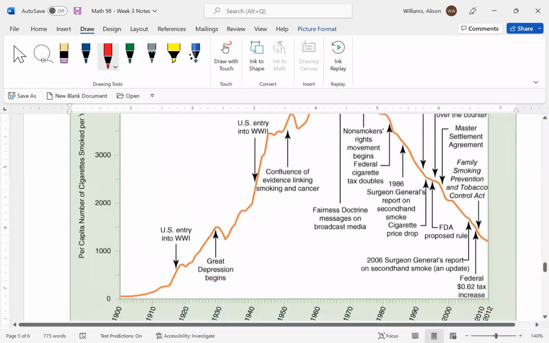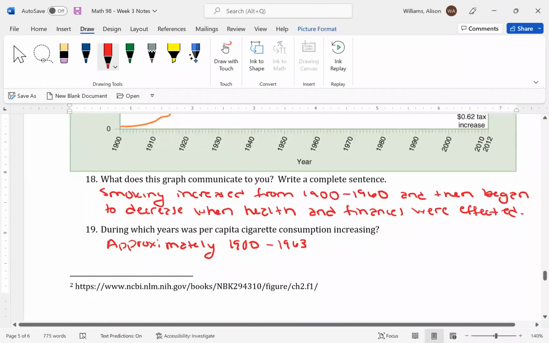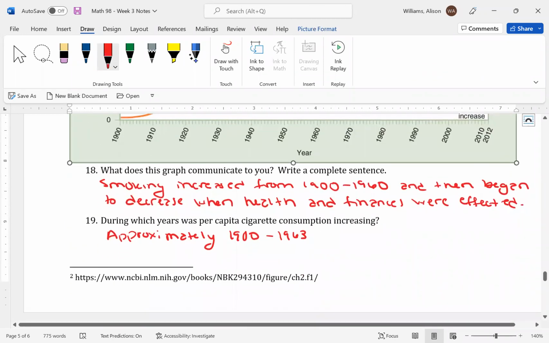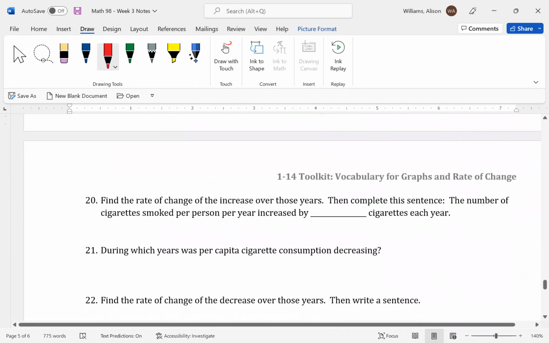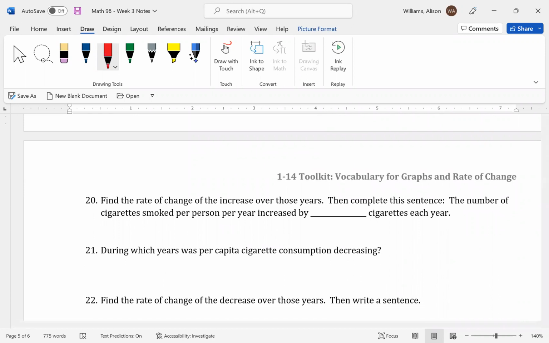Like I said, for most people, it wasn't about their own health that it really started to become a problem. It was about when it was affecting other people's health. Finances, though, seems to affect it a bit too. Find the rate of change and increase over those years. And then let's write it down.